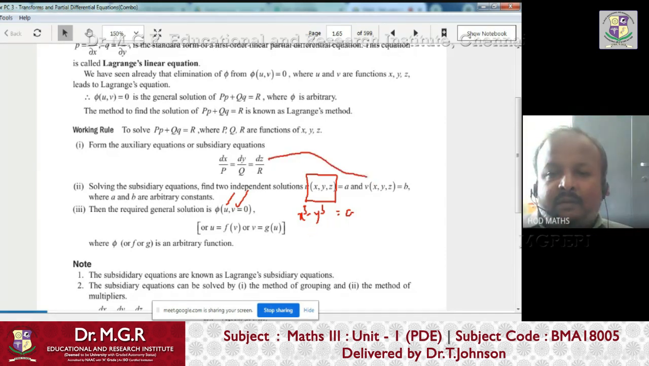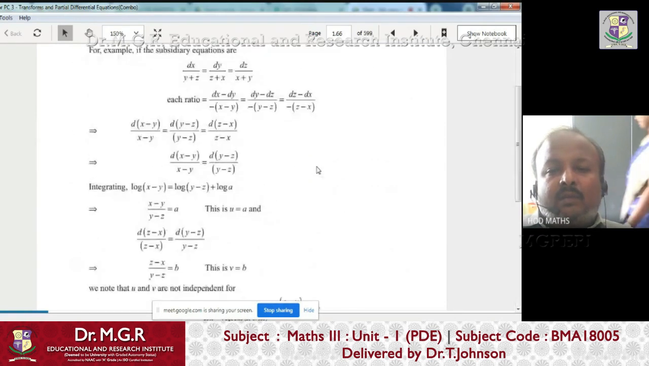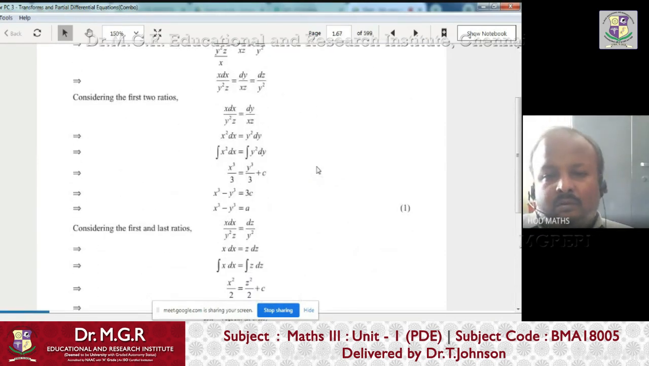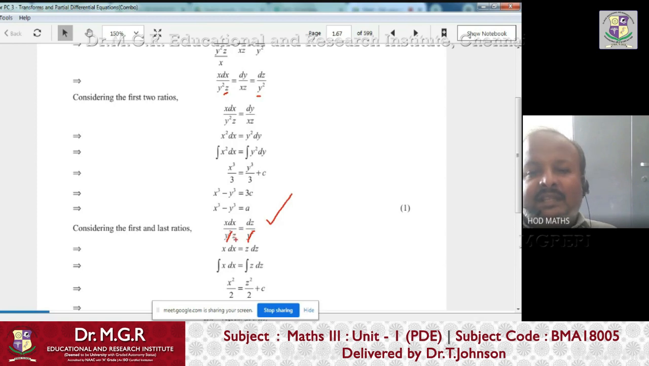So now what we have to do, just like equating 1 and 2, we take the other two, maybe 1 and 3 or 2 and 3. So here I am taking 1 and 3, x and z. So it is x dx by y square z, and this is dz by y square. When you look at this, it has only x and z, so we don't want y. So luckily y square cancelled, and this z goes to this side. So now it is in a nice manner, x dx is equal to z dz.